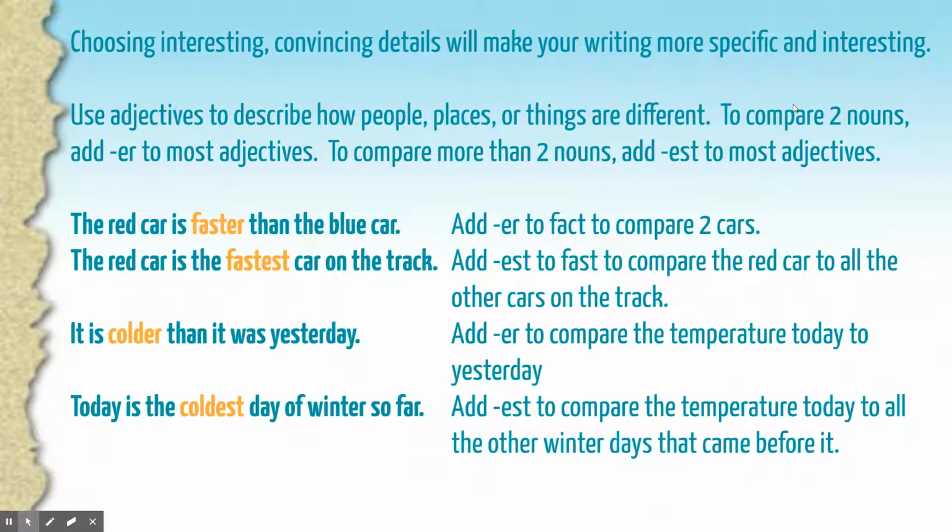So when I look at these sentences, I have: the red car is faster than the blue car. My adjective that describes the cars is fast. And because I'm comparing the red car and the blue car, I am only comparing two things, so I'm going to add -er. Looking at the second sentence, the red car is the fastest car on the track.